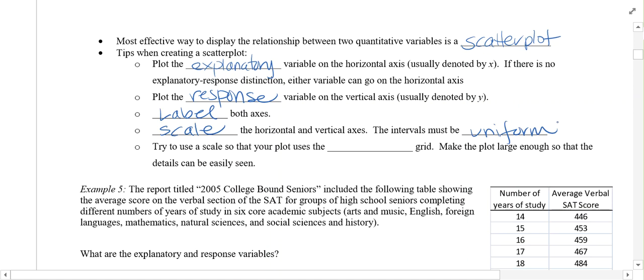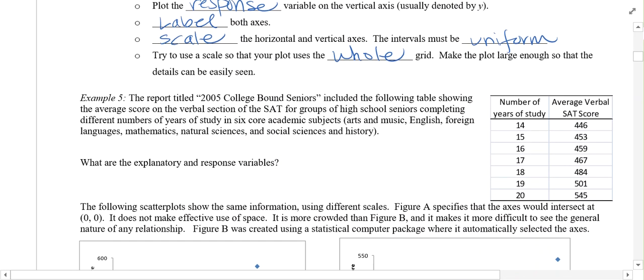And for a scatter plot, we want to try to use a scale so that our plot uses the whole grid. We're going to be looking at the relationship between the two variables. So it's important to emphasize if there's a linear relationship, a curvature to it. So we really want our graph to take up the whole grid.